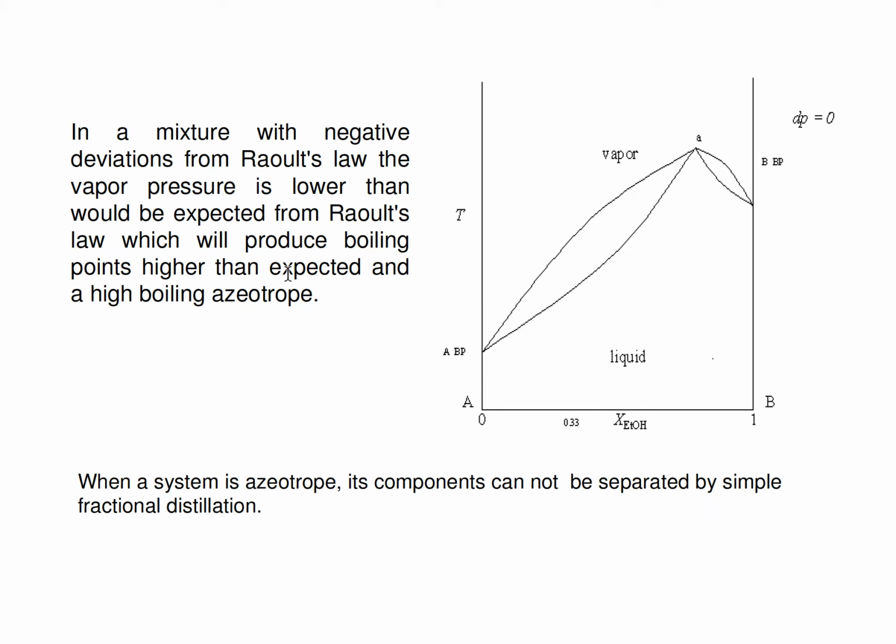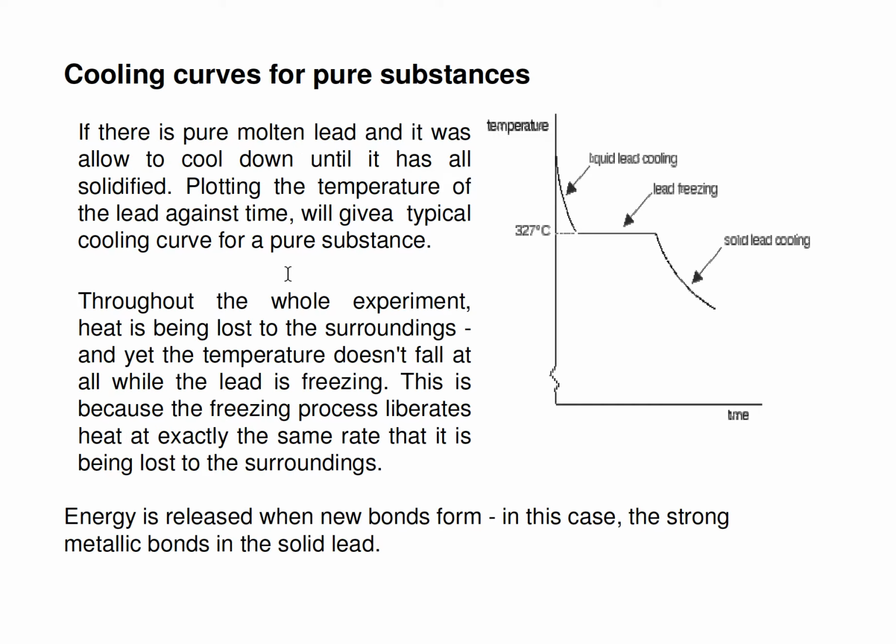Okay, in a mixture with negative deviation from Raoult's law, the vapor pressure is lower than would be expected from Raoult's law, which will produce boiling points higher than expected and a high boiling azeotrope. When a system is an azeotrope, its components cannot be separated by simple fractional distillation. So the behavior is also different for this situation.